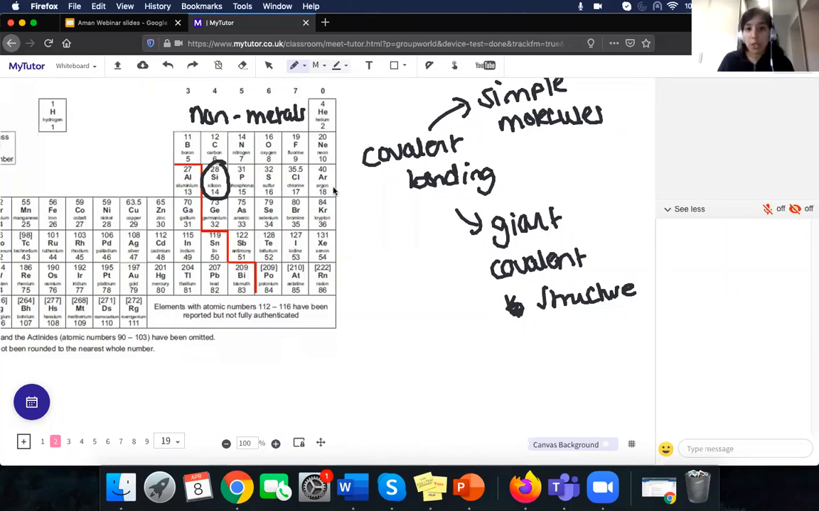Exactly, someone has said 284, that's exactly correct. And another person is asking, is silicon dioxide a compound? So remember, the definition of a compound is that it must contain two elements chemically combined. So yes, silicon dioxide is also a compound.